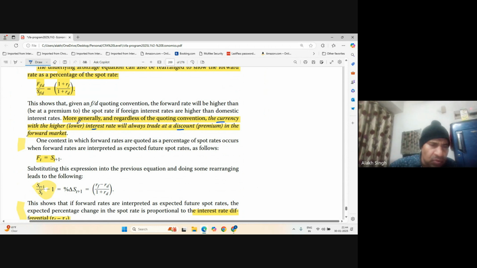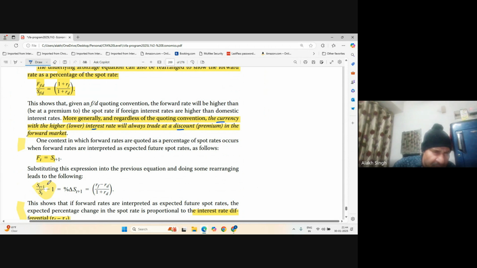Yeah. So one context in which forward rates are quoted as a percentage of spot rates. This one was absolute value of forward and absolute value of a spot. What if it is percentage? So FT is equal to ST plus 1. That's what happens, because at the maturity date both must equal. So substituting this means FT is equal to ST plus 1.